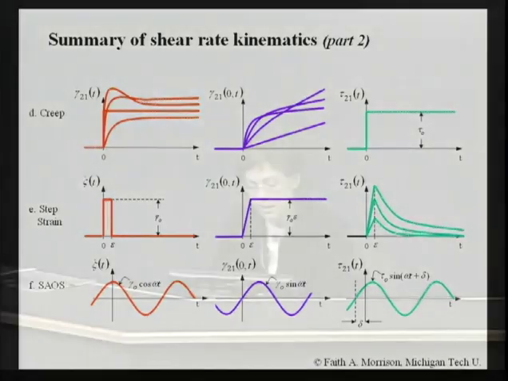So next time I'll talk about what the stress response is. In the linear regime, the stress response is a wave of the same frequency with a phase shift. That's where the interesting stuff happens, so we'll talk about that next time.